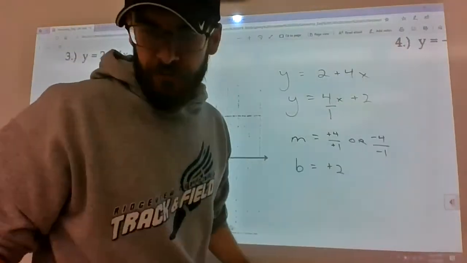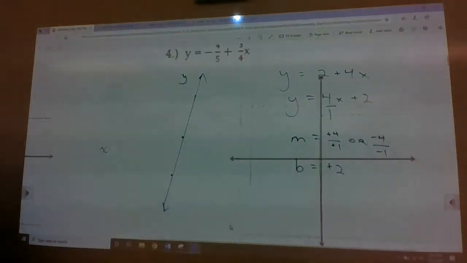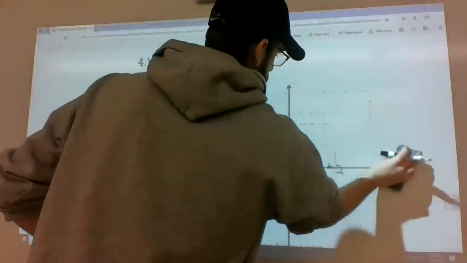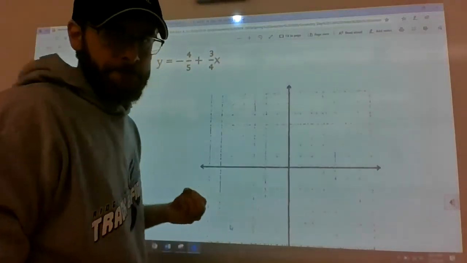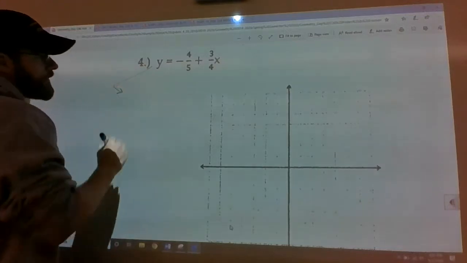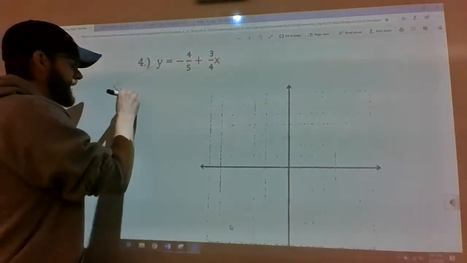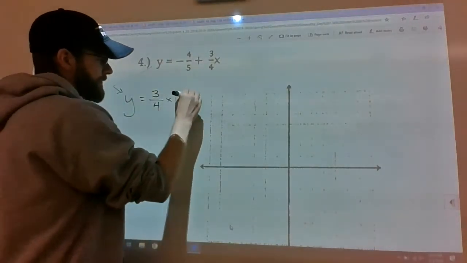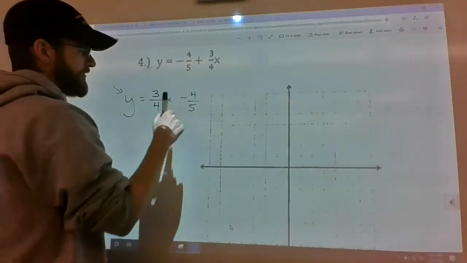All right, we're just rolling through these now. How about number 4? So we had 2 whole numbers. Now we've got 2 fractions. The first thing I'm going to do is rewrite it so it's in slope-intercept form. Again, using that handy-dandy commutative property. Positive 3/4 x minus 4/5.